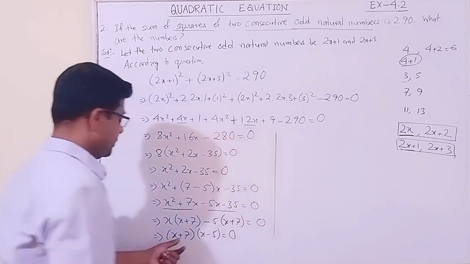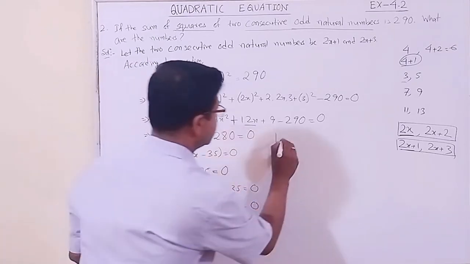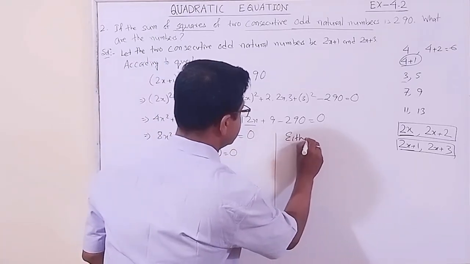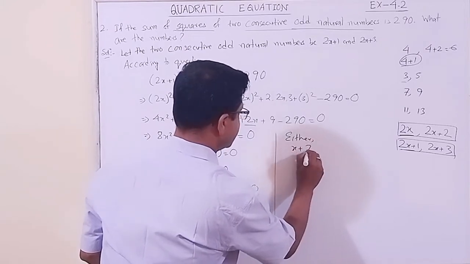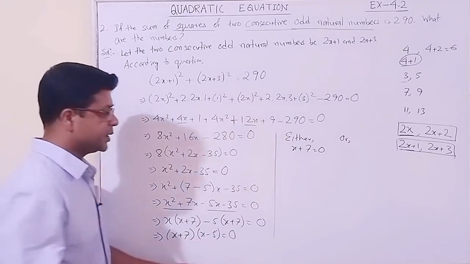Now, the product of these two is 0. So either this is 0 or this is 0. So either x plus 7 is equal to 0 or x minus 5 is equal to 0.